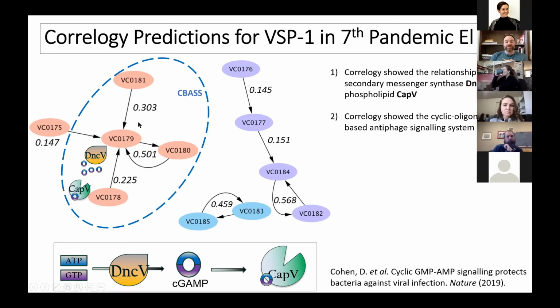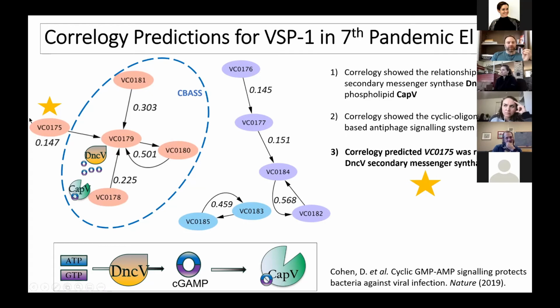And CBASS is this interesting system where if an El Tor bacterium is infected by a phage, it actually activates the CBASS system. This CAPV phospholipase eats the cell wall of the El Tor bacterium and kills it. It's called altruistic autolysis. And so the phage are not able to successfully invade El Tor populations because as soon as an El Tor bacterium is infected, it kills itself and the phage can't successfully invade the population. So those two things were known, and it's exciting that they were correctly reflected by Correlogy.